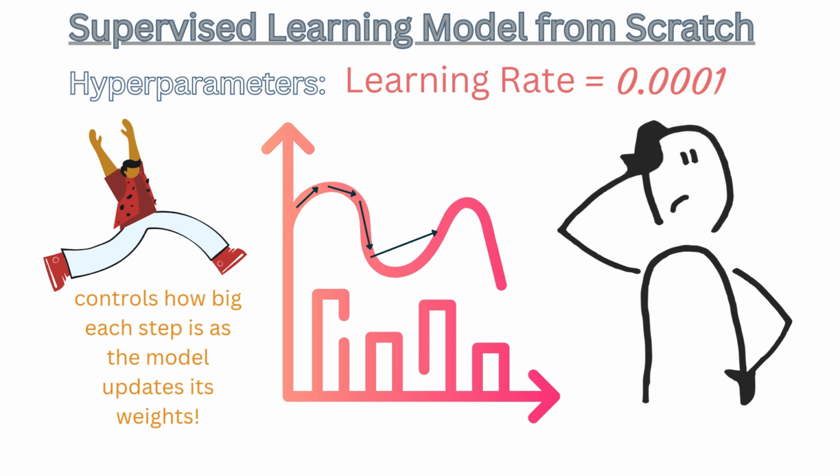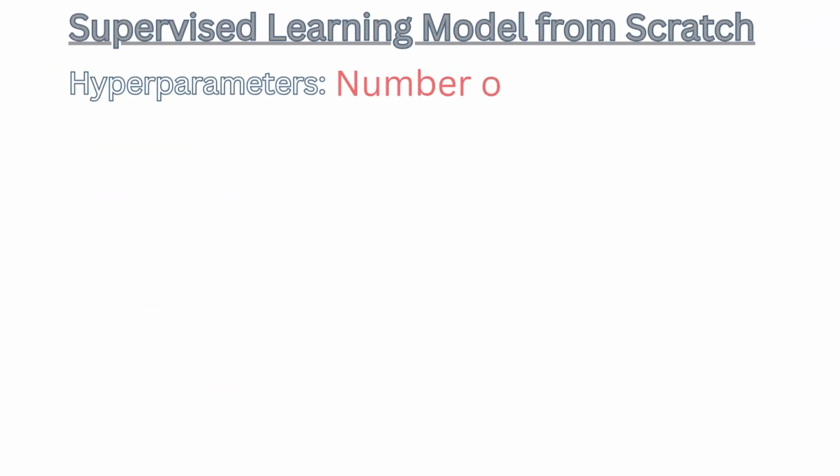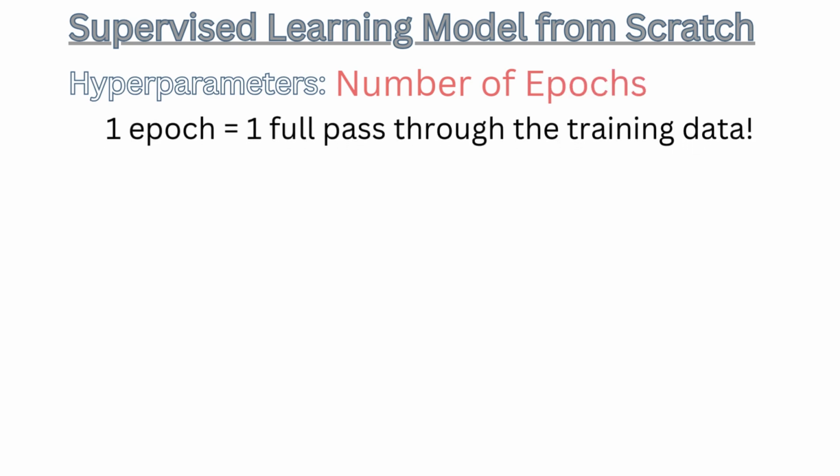So, the learning rate controls how big each step is as the model updates its weights, but there's also the question of how many steps we should take. That's where epochs come in. An epoch is one full pass through the training data. And typically, we train a model over many epochs, gradually improving its accuracy with each pass.